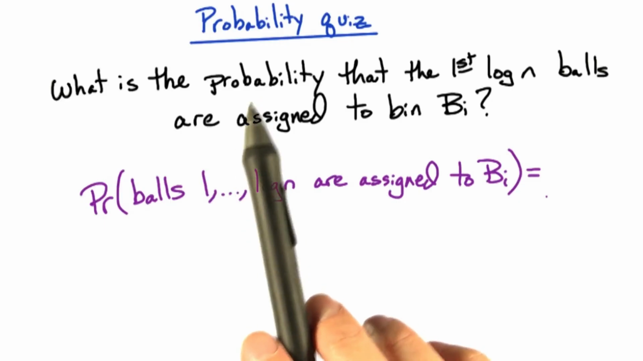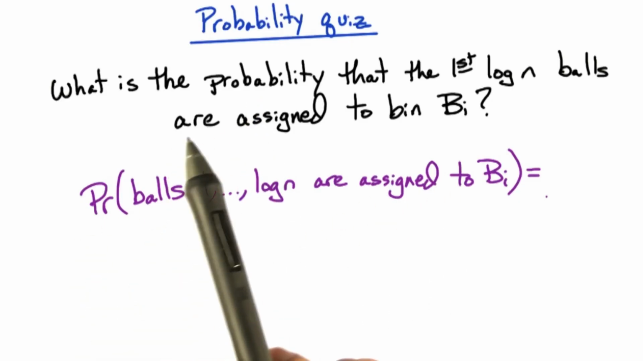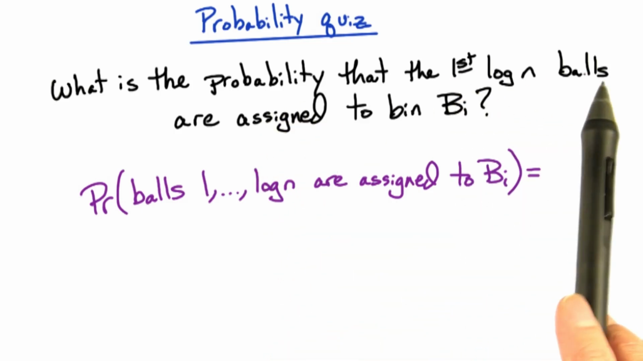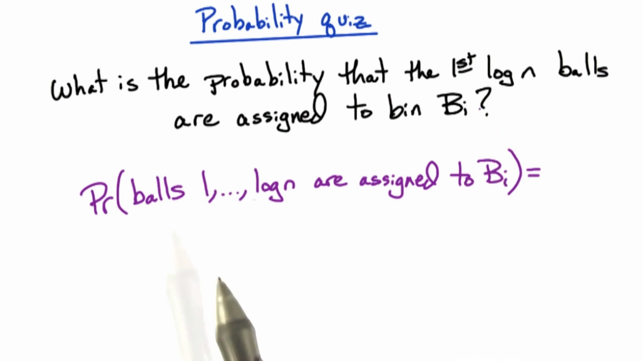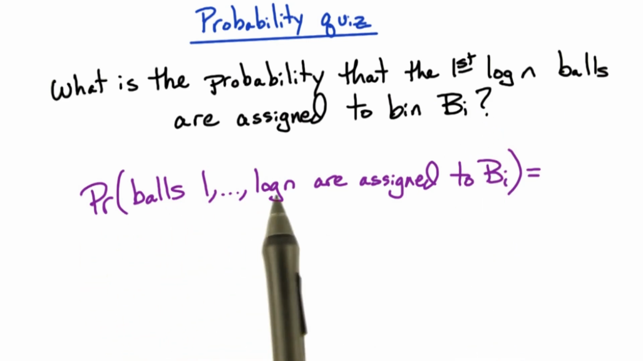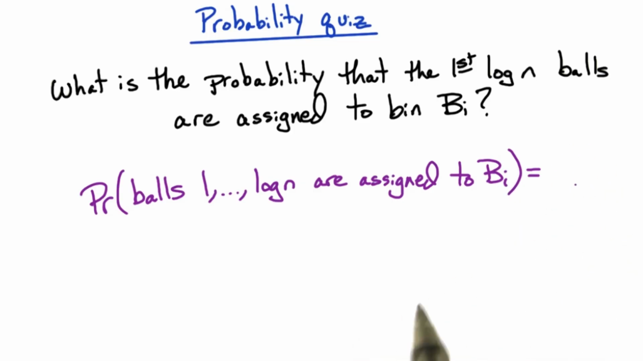Let's take a short probability quiz to give a quick refresher on some basic probability. Let's look at what is the probability that the first log n balls are assigned to bin Bi for a particular i. Go ahead and write the quantity here. Now the solution is 1 over n to the log n.